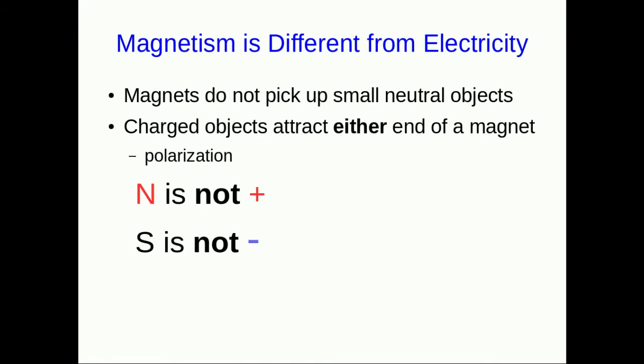So the north pole of a magnet is not a positive charge. The south pole is not a negative charge. Magnetism is not charge.